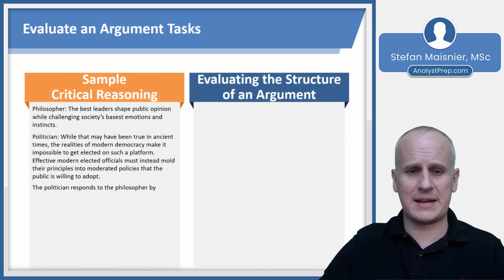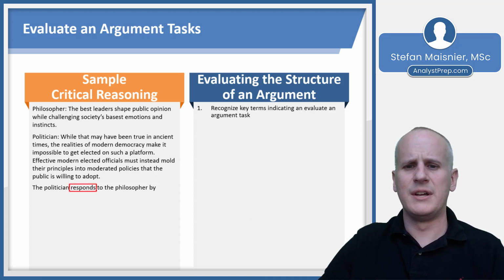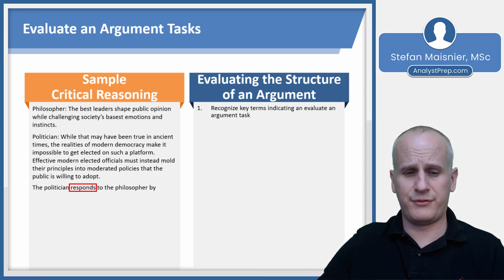So we've got another example. And here we can see we've got multiple speakers, and that adds an extra level of complexity. So we've got to recognize the key terms, as always, by looking at the question stem to start. So the politician responds to the philosopher by blank. Okay, so we've got to evaluate the method of response for the politician to the philosopher. And that indicates that we need to evaluate the argument, although it's just by basically determining how the arguments proceed.